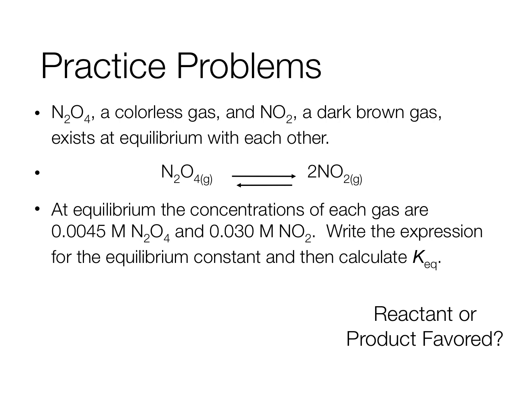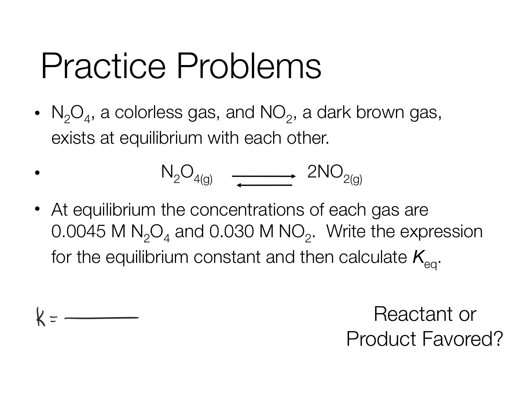All right, let's do some practice problems. So we've got N2O4, a colorless gas, and NO2, a dark brown gas, exist in an equilibrium with each other. So you got this making this, and this making this. At equilibrium, the concentration of each gas was 0.0045 molar for the N2O4 and 0.030 molar for the NO2. The first thing we want to do is write the expression for the equilibrium constant, and then you want to take these numbers and plug them in and solve for K, or Keq. Only once we've figured out the size of the K can we answer this last question, reactants favored or products favored. But first we start with the equilibrium expression.